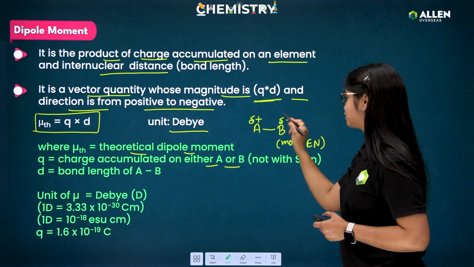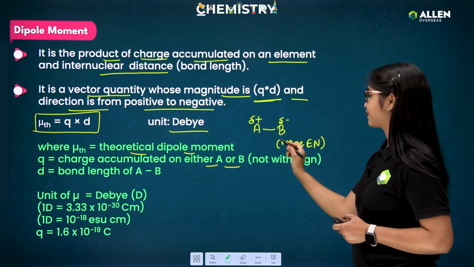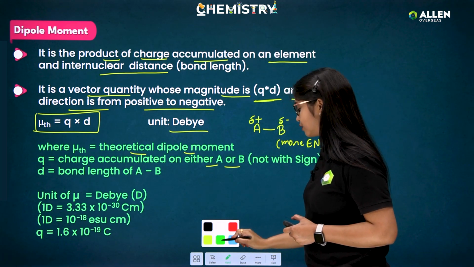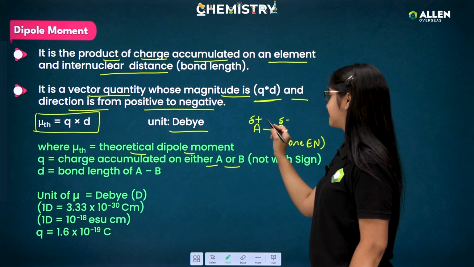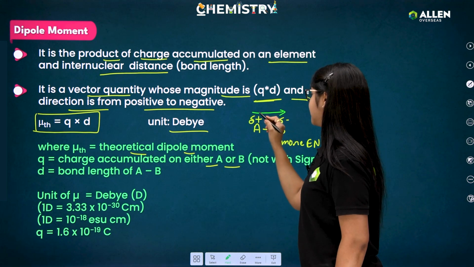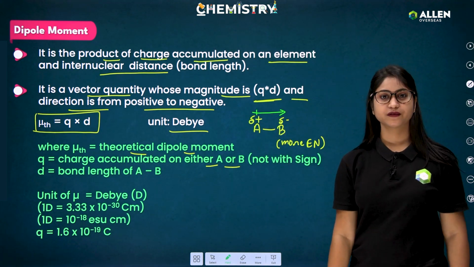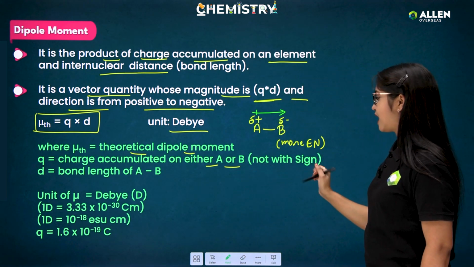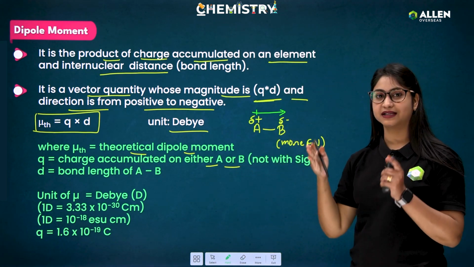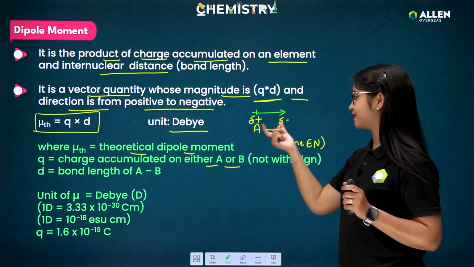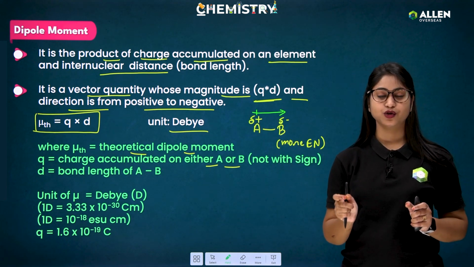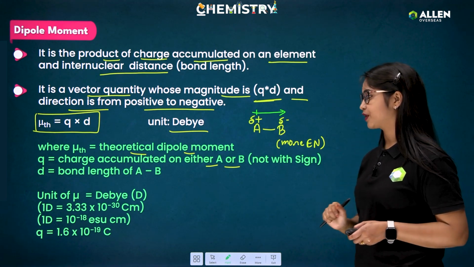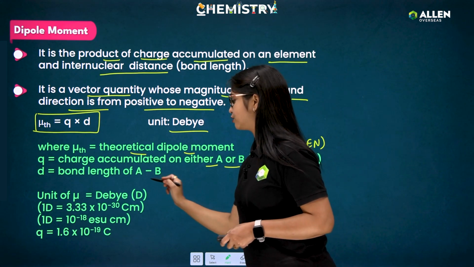So this is the charge accumulated on the species, and this is the bond length, right? Now if I want to find out the direction of dipole moment, what will be the direction? From positive to negative. This will be the direction of dipole moment, right? Okay. So charge accumulated either on A, you don't have to add these charges. Either you can take the charge of A or B without sign. You don't have to apply the sign. You just have to take the magnitude, right? And d is the bond length of AB.